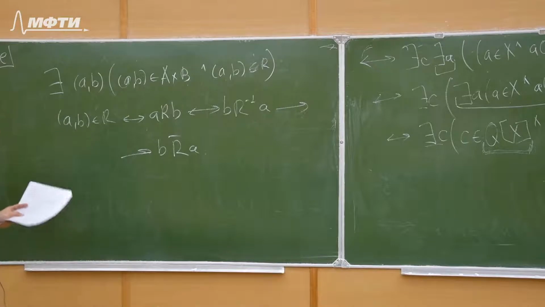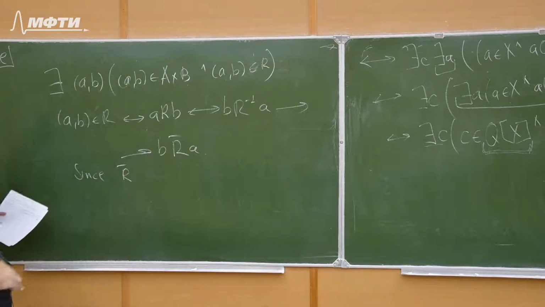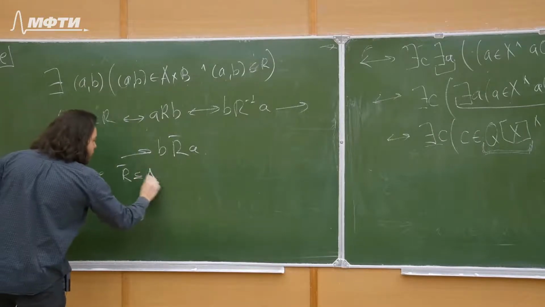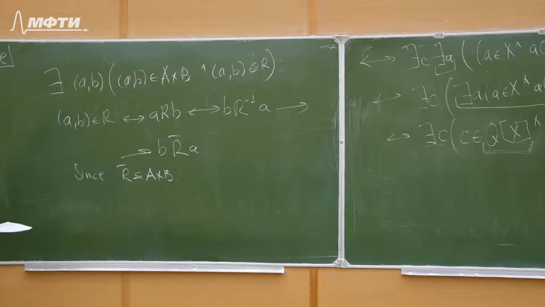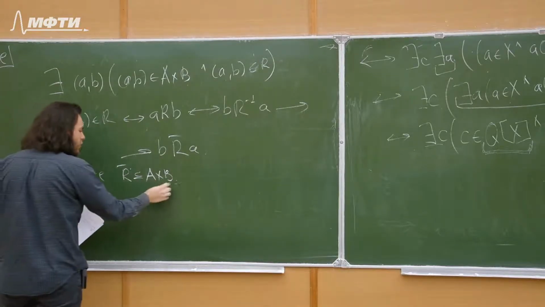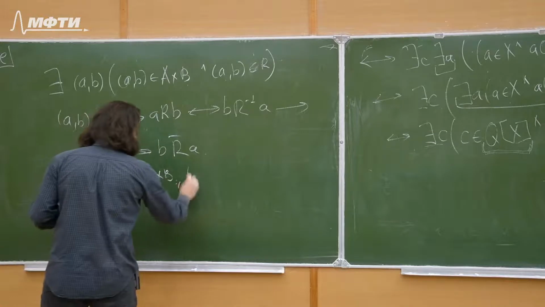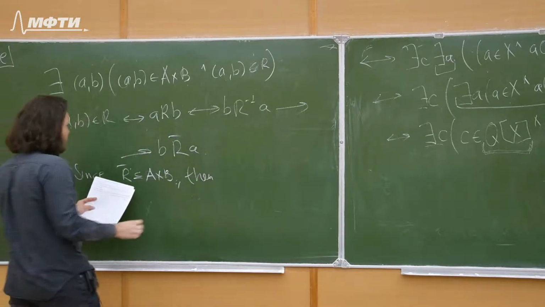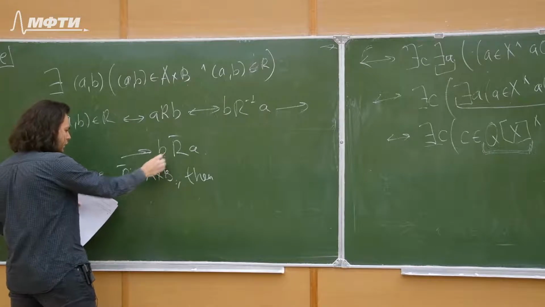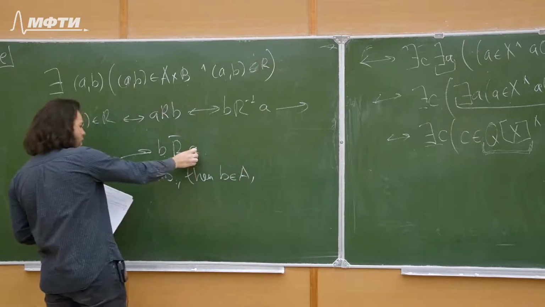And now, the complement of R is a subset of the Cartesian product of A and B. R is a relation from A to B, which means the complement is as well a relation from A to B. Then, look, this B belongs to A and A belongs to B.